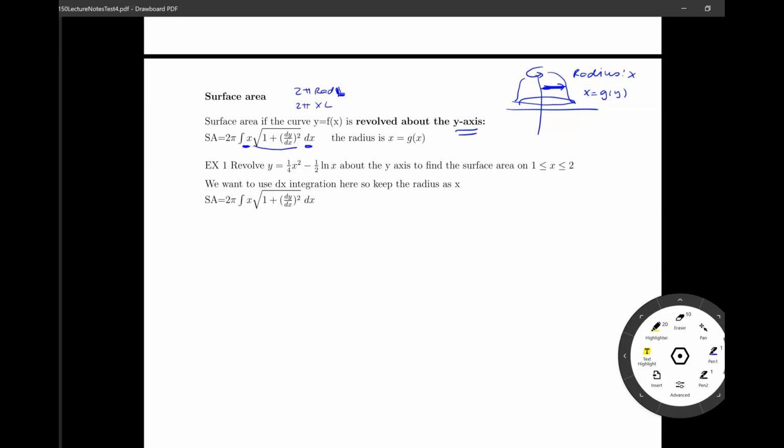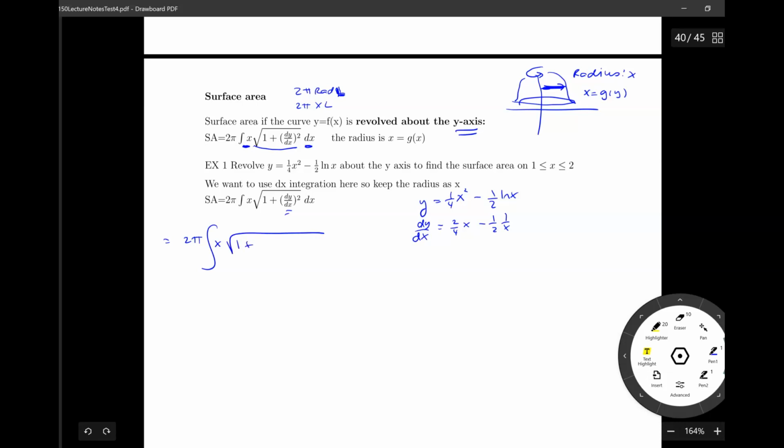All right, let's go find the derivative, and I gotta say most of the mistakes are made in finding the derivative and making an impossible integral, so be really careful in finding the derivative. So I get 2 over 4x minus 1/2 1 over x. So the integral for surface area will be 2 pi x, 1 plus, and I'm going to substitute this in, so I have 1/2 x minus 1 over 2x, and I'm going to square that. And I'm going to be taking the integral from 1 until 2.